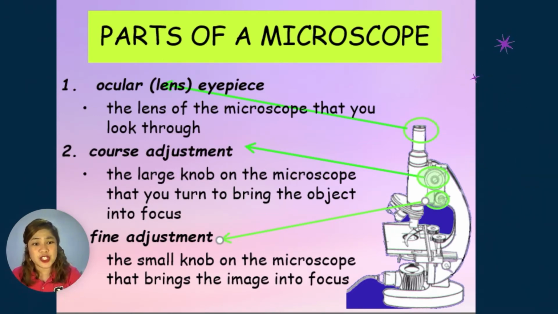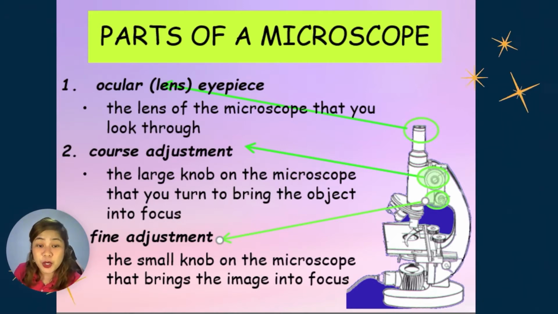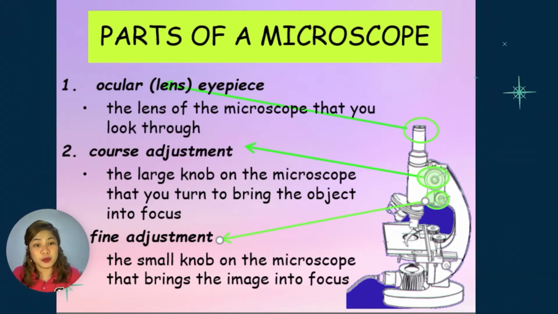Second would be the coarse adjustment knob. This is a knob wherein you will turn it just like this. The large knob on the microscope, because there are 2 knobs, the larger one, the bigger one, and the smaller one. And the larger one, that would be the coarse adjustment knob. This is the knob that you turn to bring the object into focus.